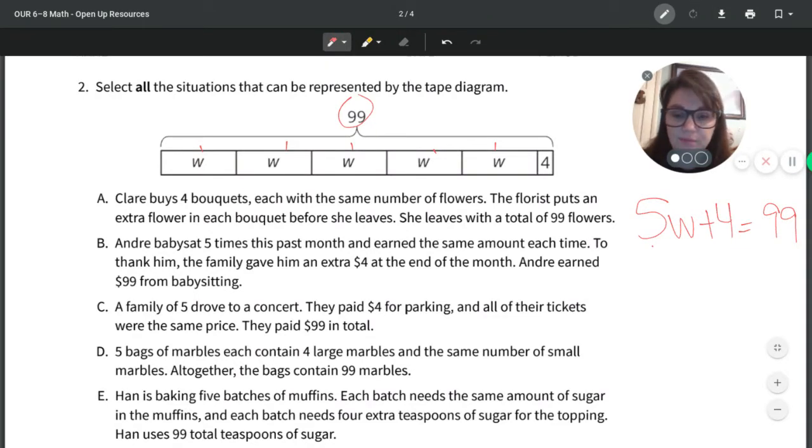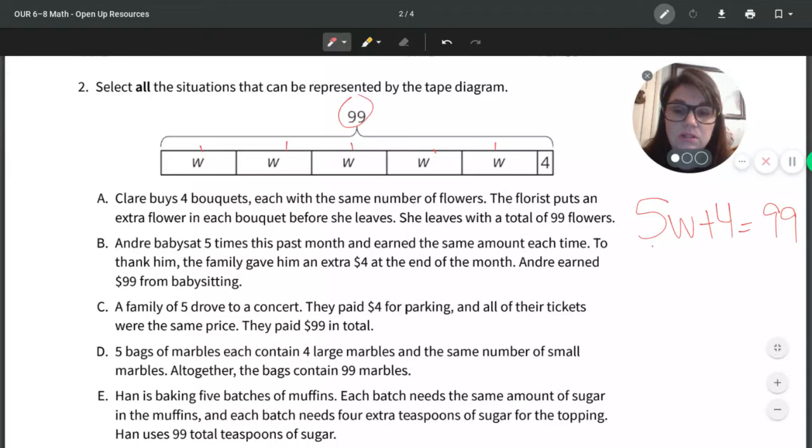Okay. So we need to find one of the scenarios underneath, one of the situations that is represented by 5W plus 4. The easiest way to do this, you're just going to have to read through it and kind of work each one of them out and see if they fit. So we're going to have to just do that. I've got some scrap paper over here. The first situation says Claire buys 4 bouquets, each with the same number of flowers. The florist puts an extra flower in each bouquet before she leaves. She leaves with a total of 99 flowers.